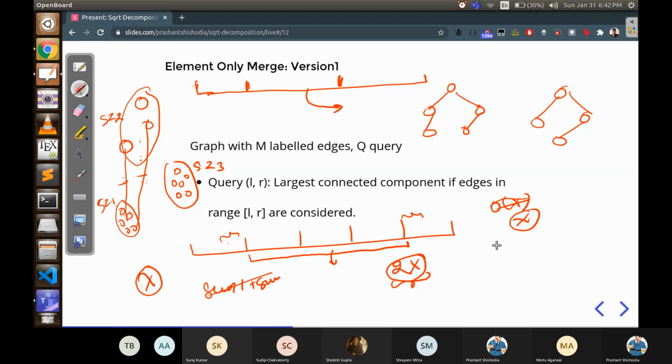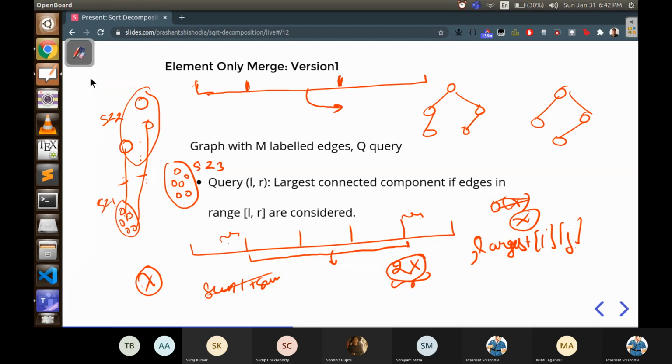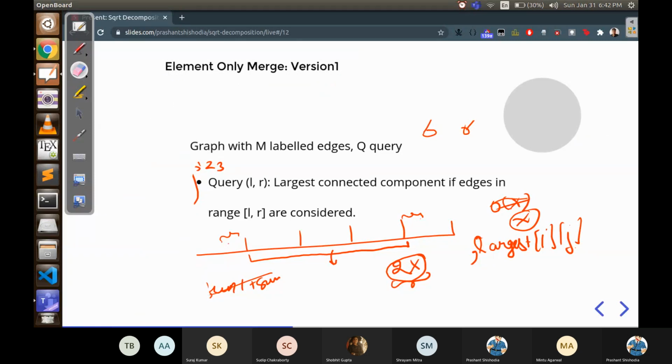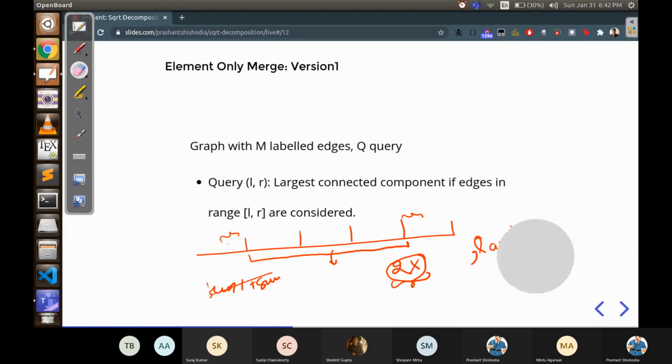Those are the only ones updated. The rest of the other components have some largest component size, and I know that I have pre-computed it. So that's stored as largest ij, for the block pair. So I can find the answer as the maximum of that largest ij, and the size I will get now. Is it clear? I'll try explaining it again probably.